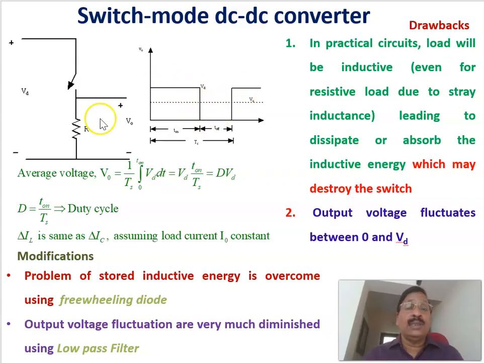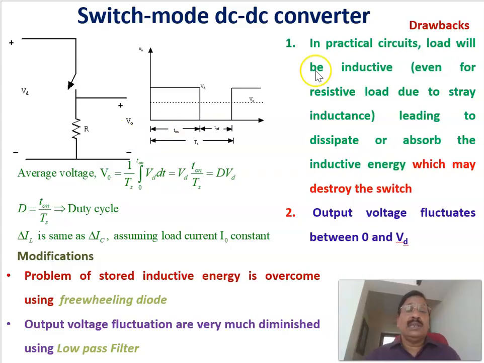Therefore, this is the output voltage across the resistor, and this is the on period, and this is the off period, and this is the total time period Ts. The average value of this voltage can be calculated: average voltage equals 1 by Ts, integral 0 to T on of Vd dt. Therefore, that is Vd into T on divided by Ts, and T on by Ts we call the duty cycle. Therefore, the average output voltage equals the duty cycle times the input voltage. Therefore, by changing the duty cycle, we can vary the average output voltage. That is the basic concept of a DC to DC converter, a step-down converter.